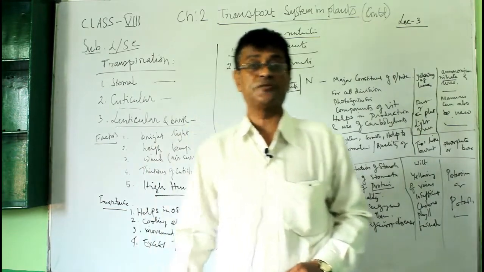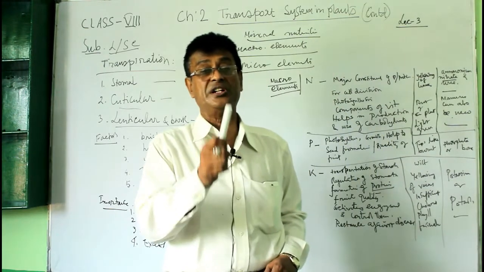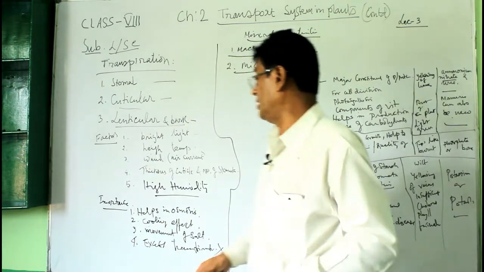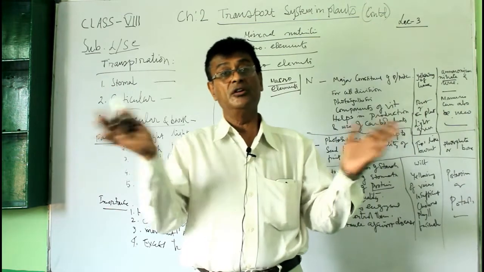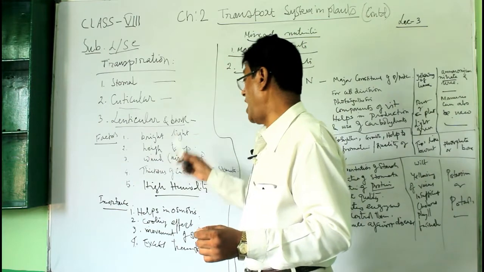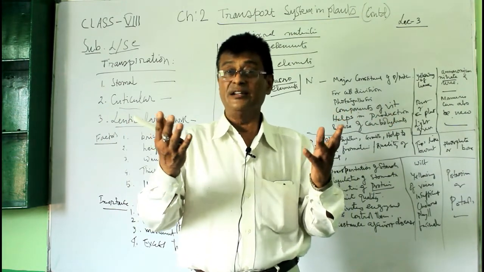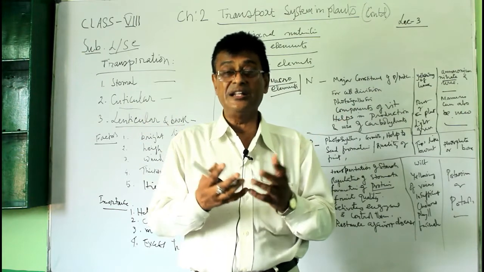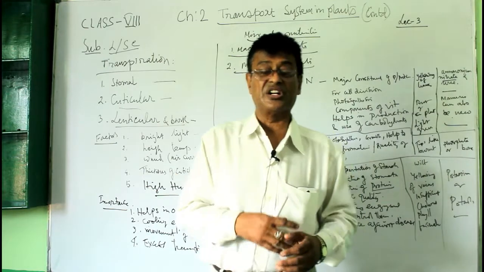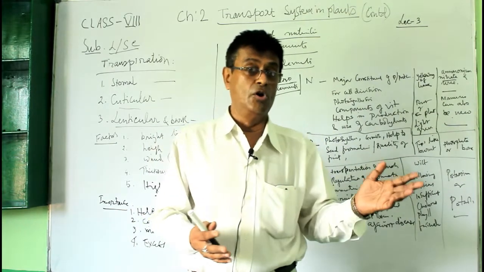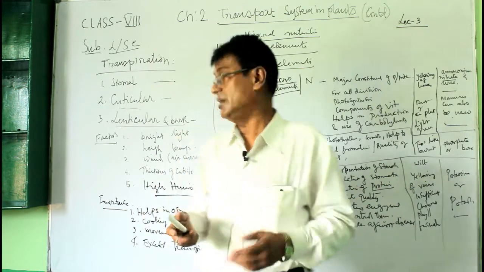Now we come to explain the factors on which transpiration depends. Number 1, bright sunlight: transpiration will be more. Number 2, high temperature: again the transpiration will be more. Less temperature, less sunlight, less transpiration. Now number 3, wind, that means the current of the air. If the wind is more, transpiration will be more. If the wind is less, the transpiration will be less.